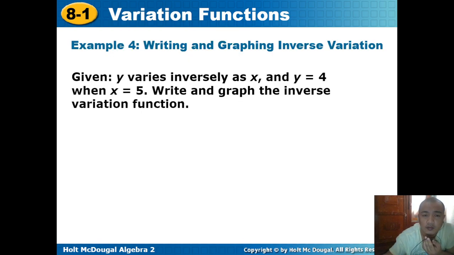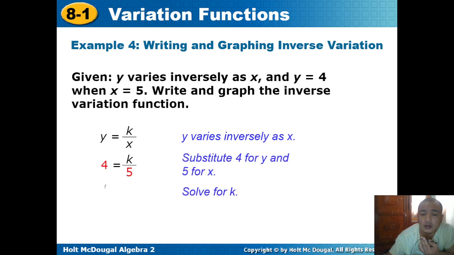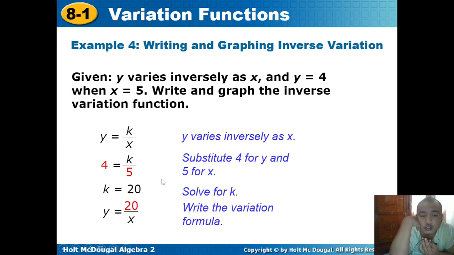Now let's have here example. Y varies inversely as x and y equals 4 when x equals 5. Write and graph the inverse variation function. So if y varies inversely as x, y equals k over x. That's the equation. Now to solve for k, you just multiply x and y. 4 times 5, 20. That's the constant of variation. Then substitute 20 here. So y equals 20 over x is the variation formula.